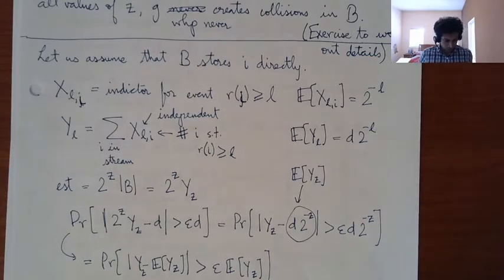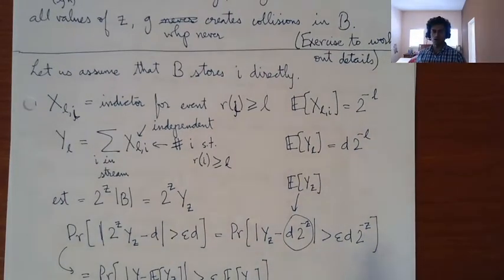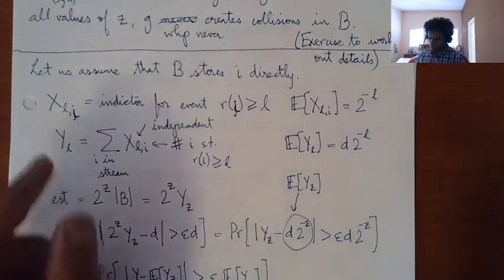All right, so let me move these out of the way. Okay, so I'm also going to assume full independence, and you can do pairwise independence and essentially you have to replace a Chernoff by a Chebyshev. I'm not going to do that. I just want to show you the basic idea, for which it's just convenient to think of the hash function values being fully independent. Okay, so let's assume that B stores I directly.